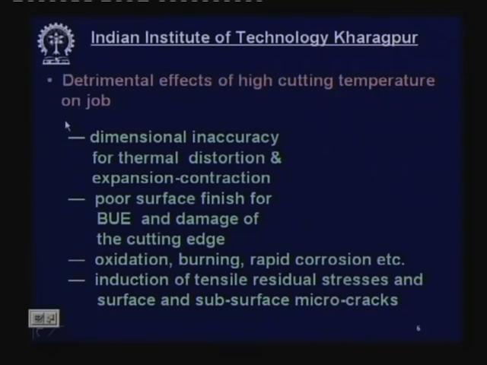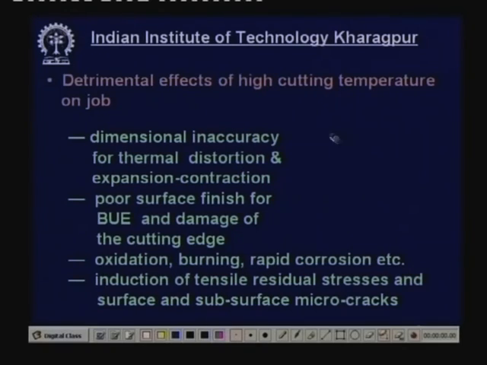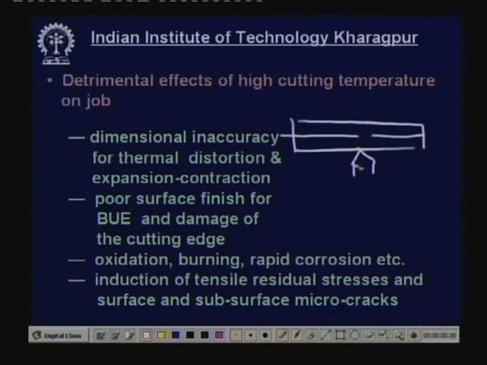Detrimental effects of high cutting temperature on job. So, what about the detrimental effects on the product? Let us examine. Dimensional inaccuracy from thermal distortion and expansion contraction. Now, when a job is machined, suppose you are machining a rod, say turning. If we allow continuous heating of the job, then it can undergo thermal distortion, and that will result in dimensional inaccuracy. Besides that, when the cutting temperature is high, we give a definite depth of cut, but after cooling the dimension will come down and the accuracy will be further lost due to contraction.